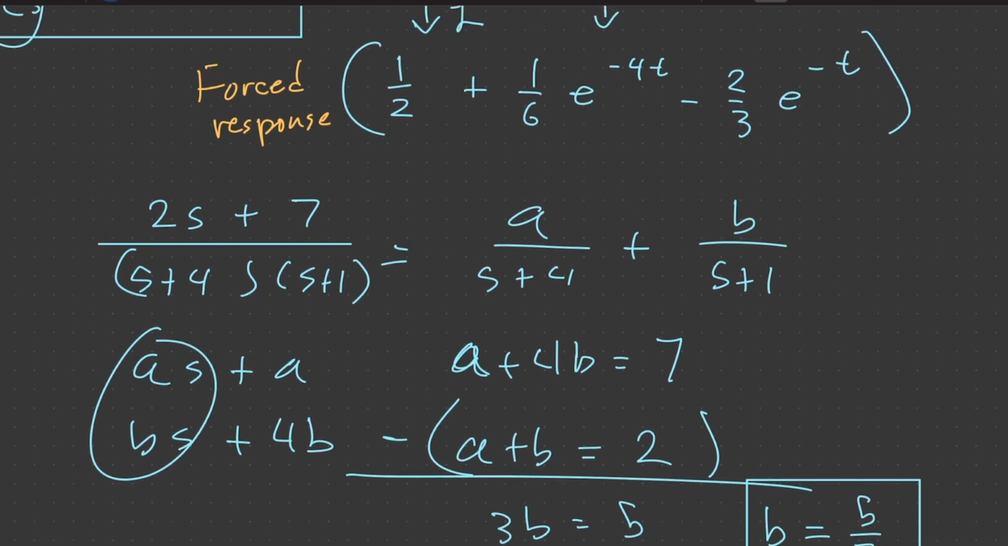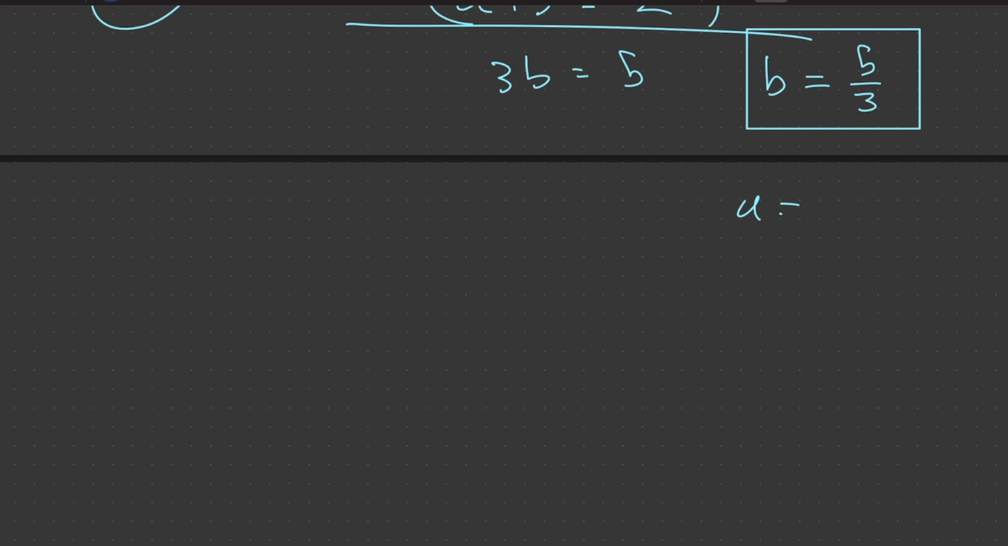Next, we'll solve for a. We'll use this equation since it's easier. A plus 5/3 equals 2. So 2 minus 5/3, if we put this over 3, that'll be 6. So a is equal to 1/3.